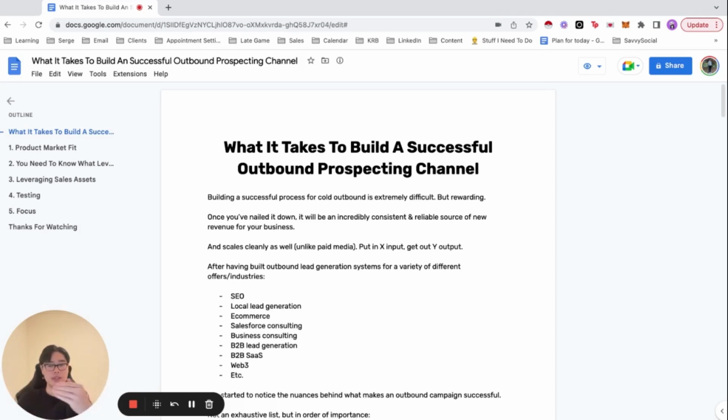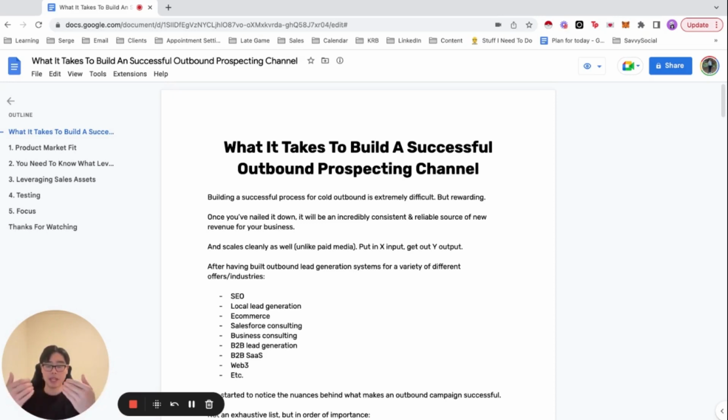However, with cold outbound, it's a linear scaling model. So if you put an X input in, you will get out Y output. If you have one cold caller that's generating you one meeting per day, then if you want to generate 5 meetings per day, all you need to do is just hire 5 cold callers. Now, obviously, if you hire 5 cold callers, you might get 4 meetings per day, 3 meetings per day, etc. But what I mean is it scales linearly. All you need to do is just 10x the inputs and you will get, in theory, 10x the outputs.